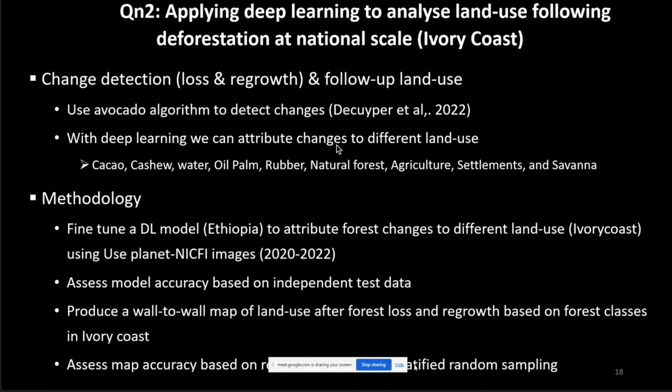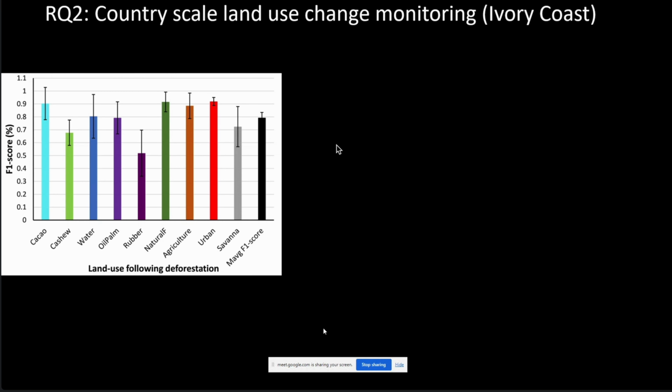The model I explained before from Ethiopia, we fine-tuned it, so kind of doing transfer learning to Ivory Coast. And we used Planet images from the year 2020 to 2022. We created a model, produced the map, and also assessed the map based on independent data which we obtained from ICLAF. The accuracy obtained, as you can see, was around 79%. Of course, a bit less than Ethiopia, but I think 79% is still high accuracy.